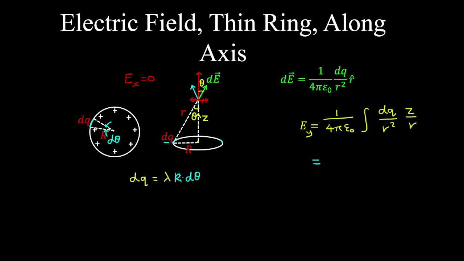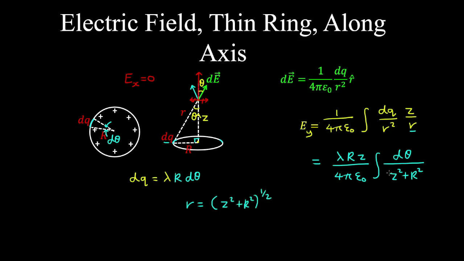So if we substitute for dq, we can take lambda and r outside the integral because they're constant. And we can also take z outside the integral because that's going to remain constant. So we have d theta on r squared, which using Pythagoras is z squared plus r squared. And then multiplying this by r, which is a square root of z squared plus r squared, we get this expression to the 3 on 2.